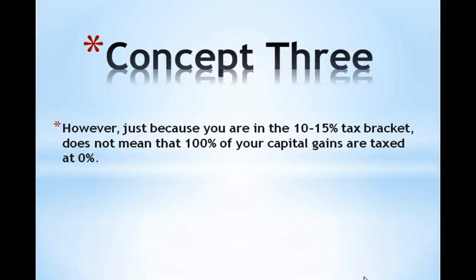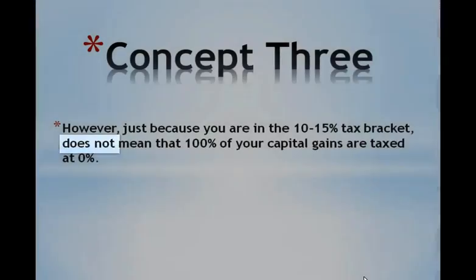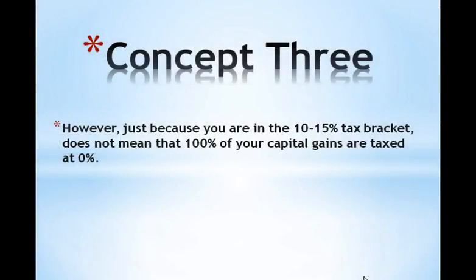The third important concept is to understand that just because you're in the 10 or 15% tax bracket does not mean that 100% of your capital gains are taxed at 0%. In other words, if I have a client that drops into the 15% tax bracket in this year, this does not mean that they can sell stocks with $1 million of capital gain and those gains would be realized at a 0% rate. No. You only get the 0% tax rate until you cross into the next bracket.